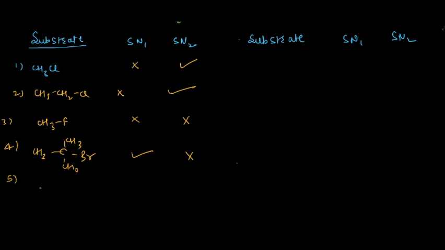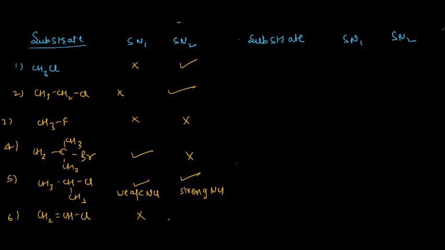Fifth, CH3CHClCH3. Now it is 2 degree, it could show SN1 and SN2. If we have a weak nucleophile, it will show SN1. If we have a strong nucleophile, it will show SN2. Sixth, we have CH2=CHCl. It won't give SN1 or SN2 because the lone pair is going into resonance. So it is a very poor leaving group.